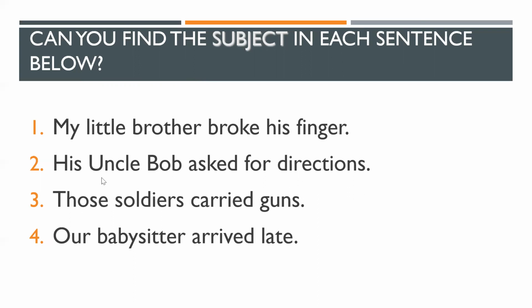It is also the same as what we have in the second example. We have, his uncle Bob asked for directions. As you can notice here, you have the subject his uncle Bob, right? So the main one is Uncle Bob. Why do Uncle and Bob become one? Because we have to notice that this one, Uncle, the U is capitalized. So it means that it would be a name.